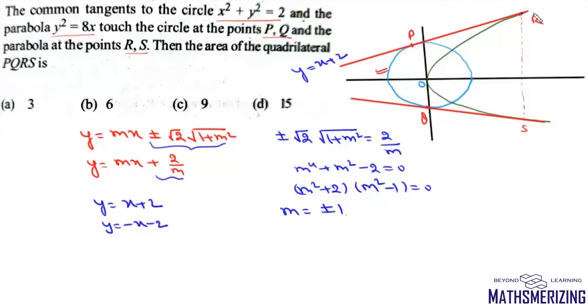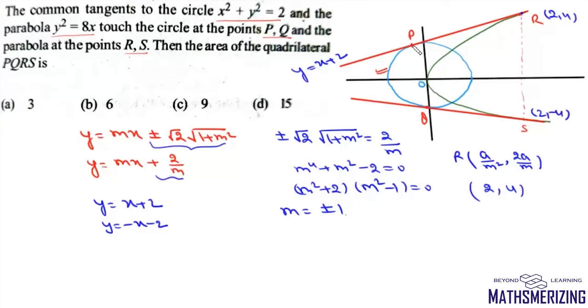Now for this parabola, we can find this point of contact. So we know that in a parabola, the point of contact is given by a upon m square and 2a by m. So in this case, a is 2, so the point R will be 2 comma 4. And in the same way, for this point S, we'll put m as minus 1. Then if we put m as minus 1, we'll get this value as 2 comma minus 4.